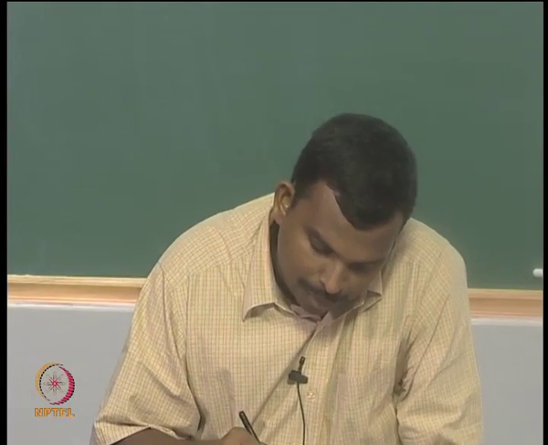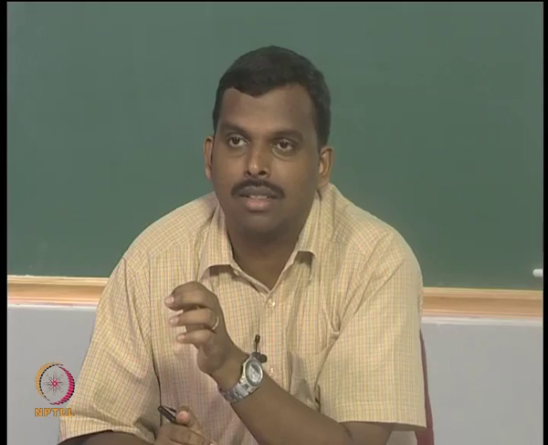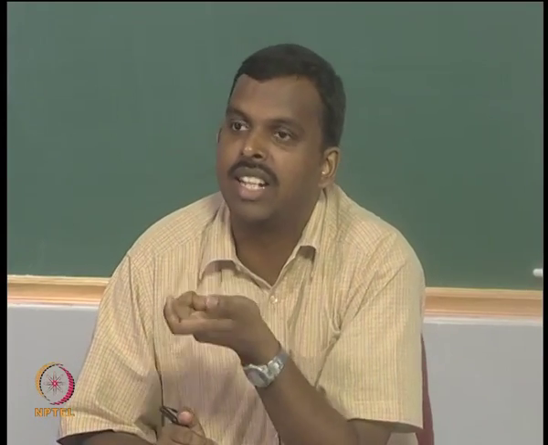In systematic form, every code word will have a message part, and then the remaining part is called parity. This is called the parity part. The message part would be k bits and the parity part would be n minus k bits. Once you write the linear encoder in systematic form, you can think of the linear encoder as explicitly adding redundancy to your data. You have the message which comes out by itself, and then you add n minus k parity bits to the data.